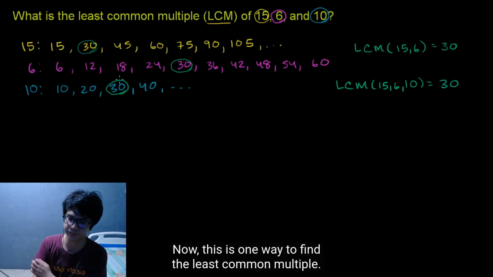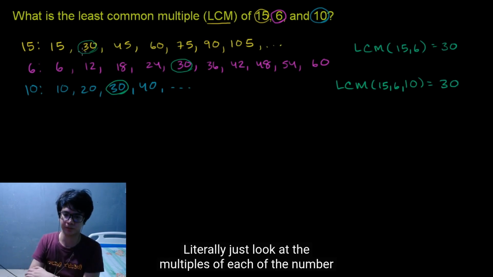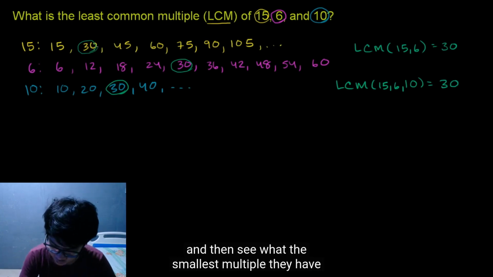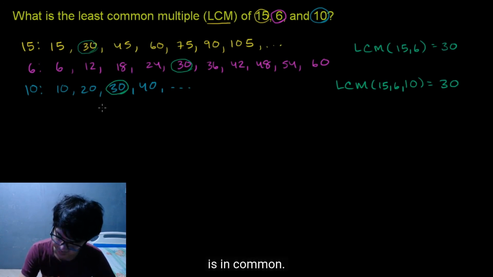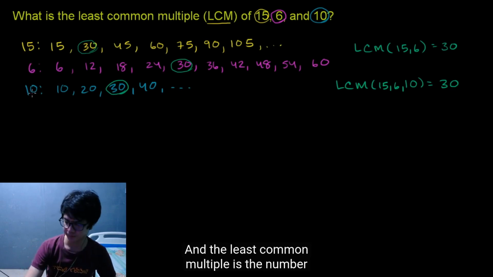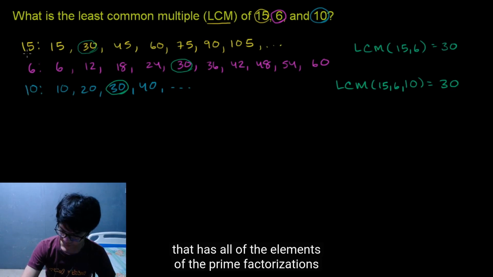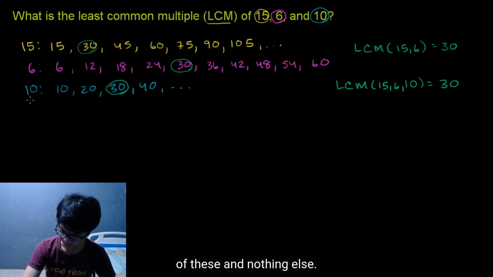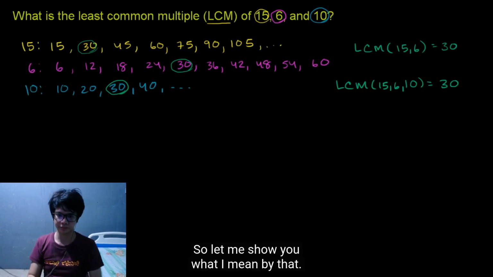Now, this is one way to find the least common multiple. Literally, just look at the multiples of each of the numbers, brute force, and then see what the smallest multiple they have in common is. Another way to do that is to look at the prime factorization of each of these numbers. And the least common multiple is the number that has all of the elements of the prime factorizations of these and nothing else. So let me show you what I mean by that.